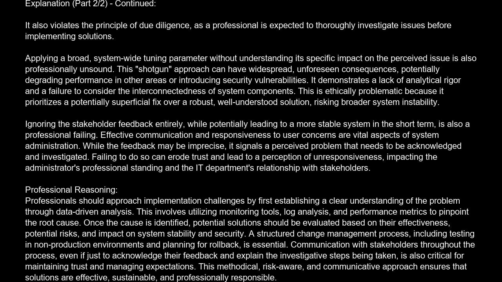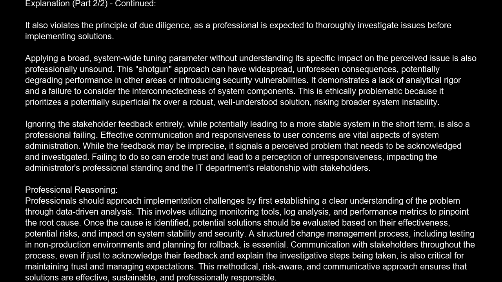Ignoring the stakeholder feedback entirely, while potentially leading to a more stable system in the short term, is also a professional failing. Effective communication and responsiveness to user concerns are vital aspects of system administration. While the feedback may be imprecise, it signals a perceived problem that needs to be acknowledged and investigated. Failing to do so can erode trust and lead to a perception of unresponsiveness, impacting the administrator's professional standing and the IT department's relationship with stakeholders.